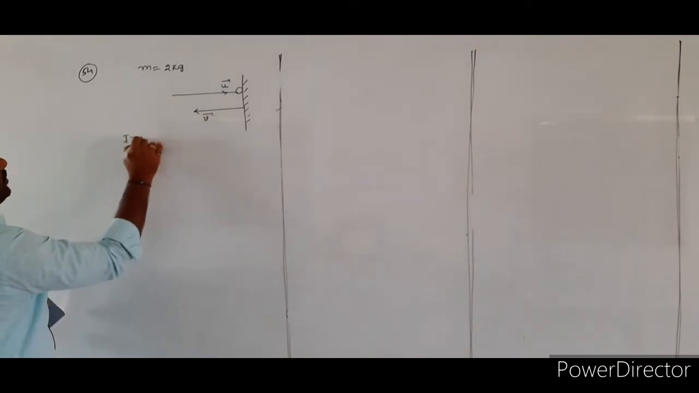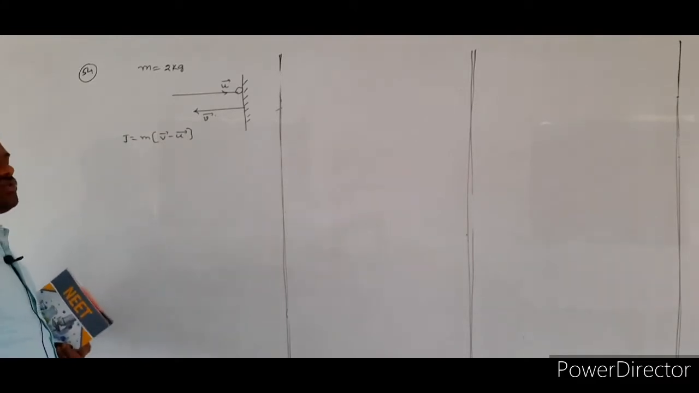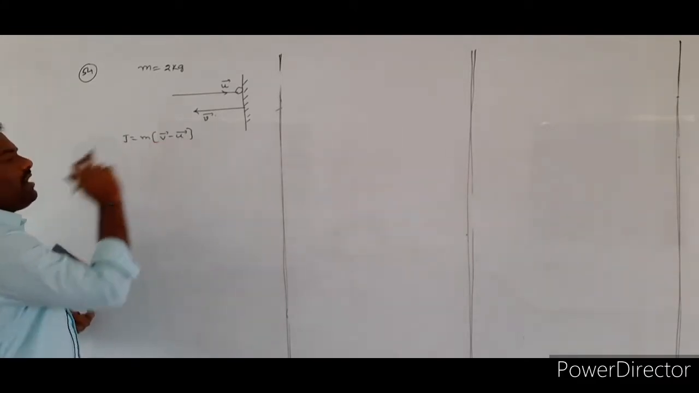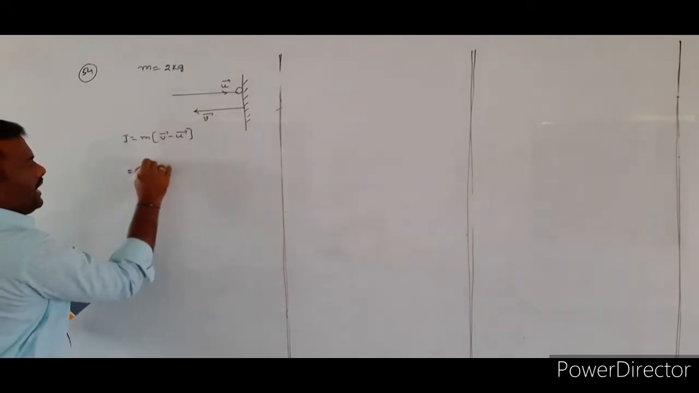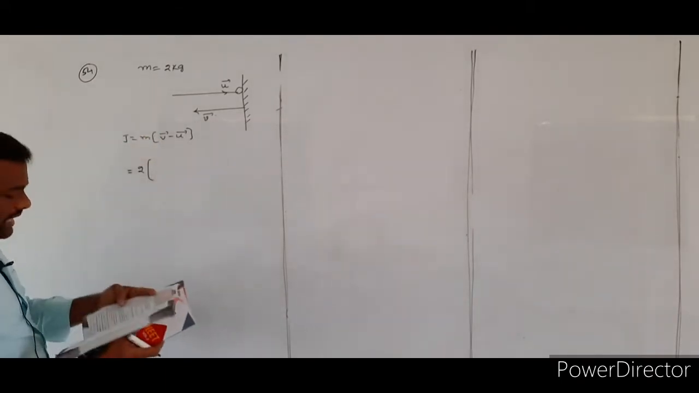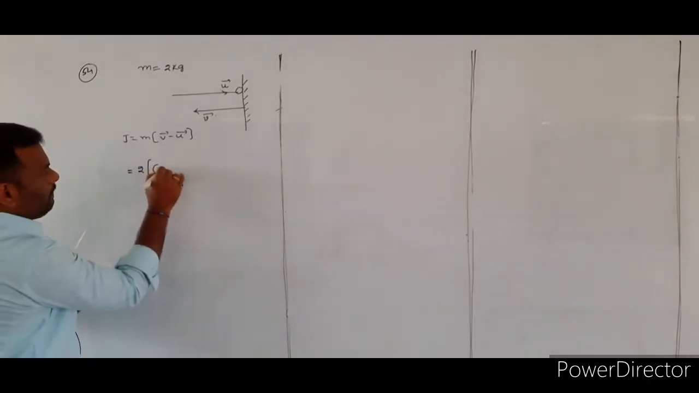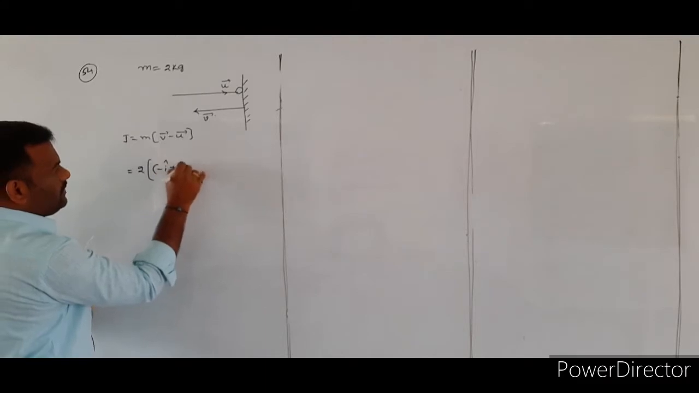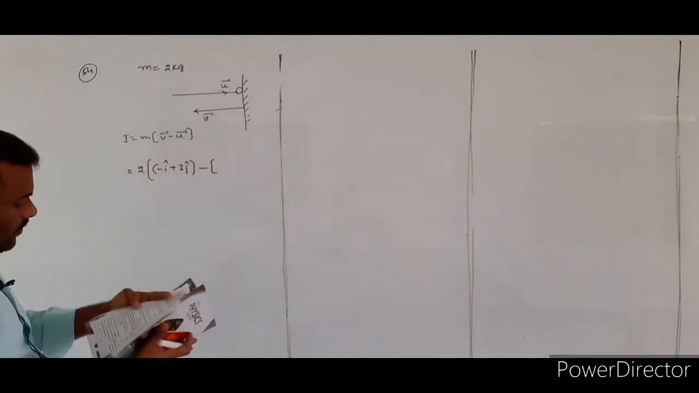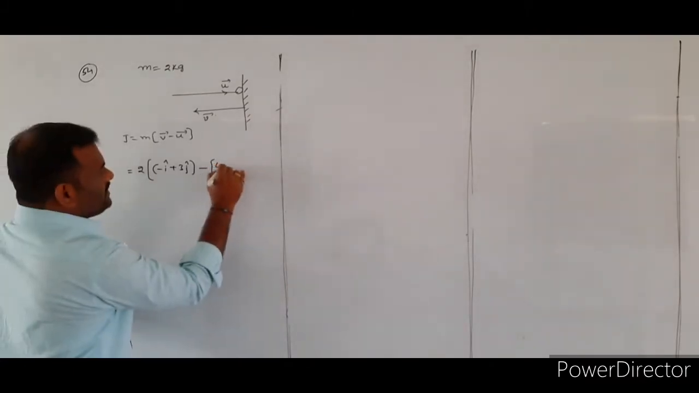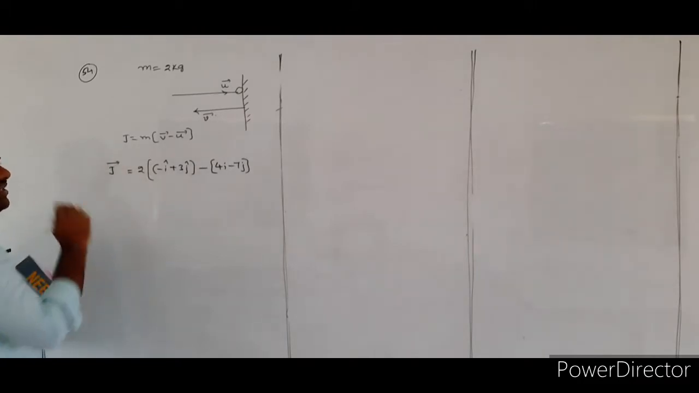Impulse is equal to change in momentum. That is equal to m into v bar minus u bar. Here, the m value is given, and v bar is given as minus i cap plus 3j cap, minus u bar, which is 4i minus 7j. So this is the representation of the impulse.